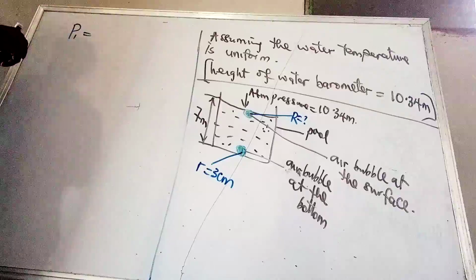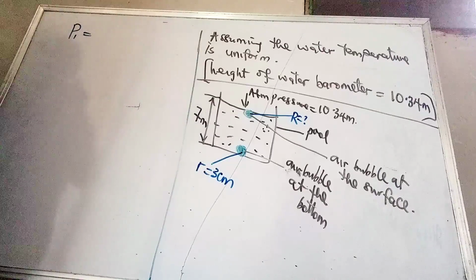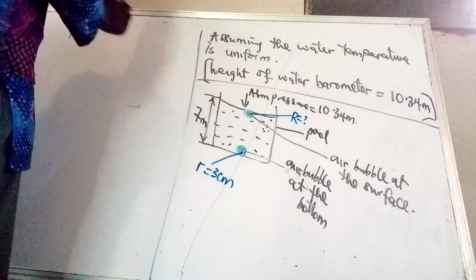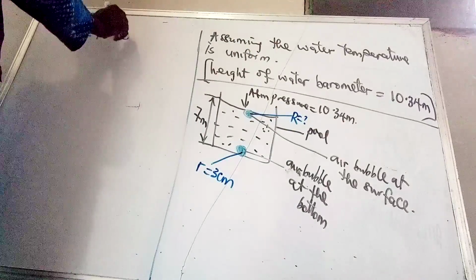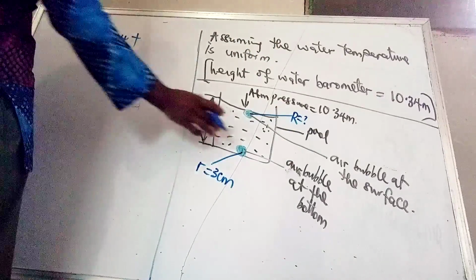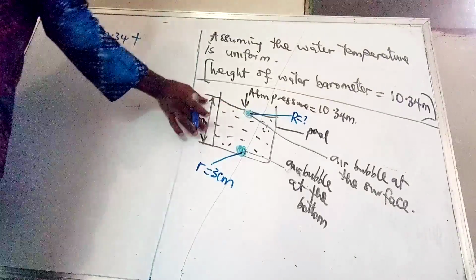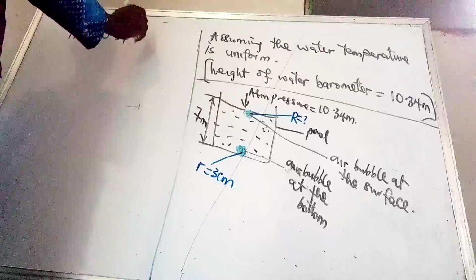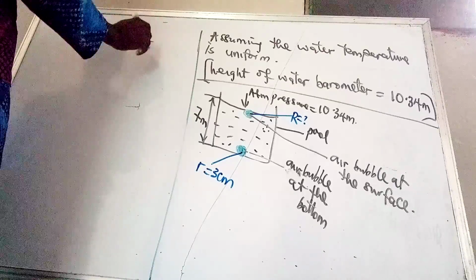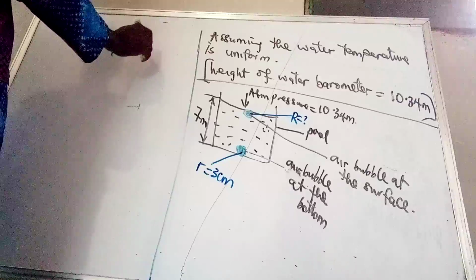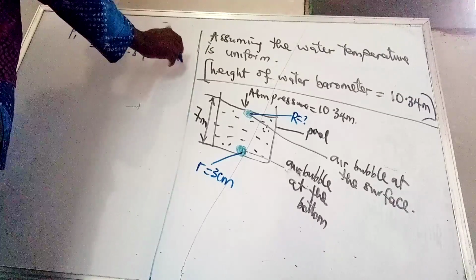That means initial pressure, which is P1, will be atmospheric pressure, which is 10.34 meters, plus the pressure exerted by the water, which is 7 meters in the pool, and that will give us 17.34 meters of water.